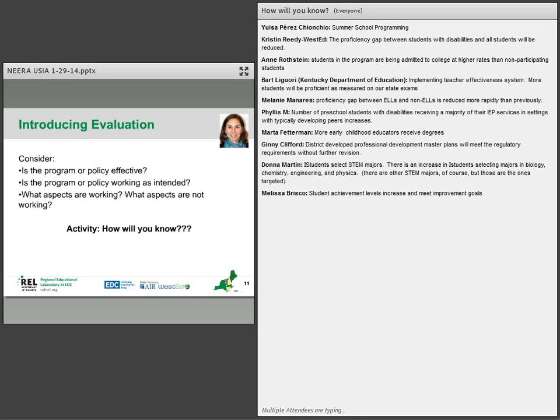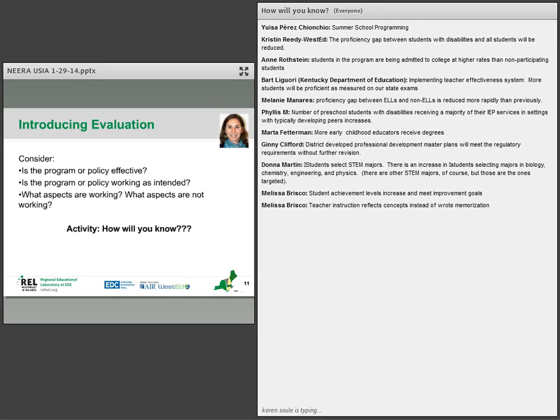And finally, let's close with the students selecting STEM majors, having an increase in students selecting majors in the STEM areas. So that must be a program focusing on building interest in STEM and building capacity in STEM for post-secondary students, I think. So that's great. You guys are getting your juices flowing, thinking about the types of evidence that you would need to demonstrate the effectiveness of a program or policy.